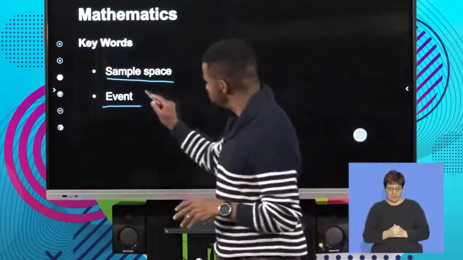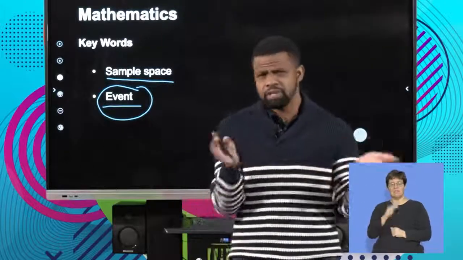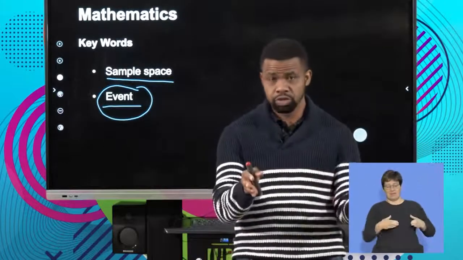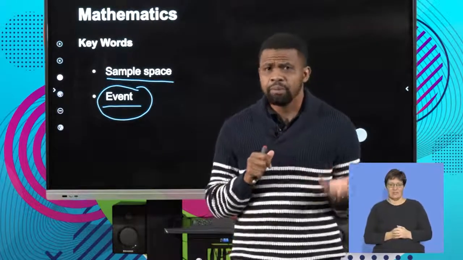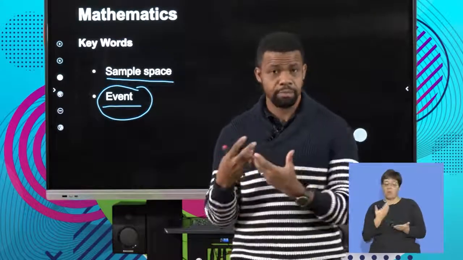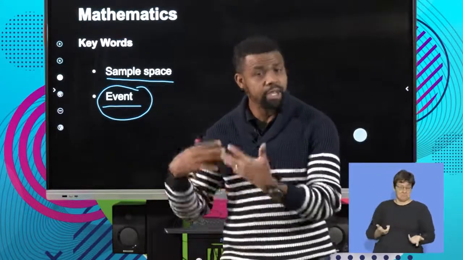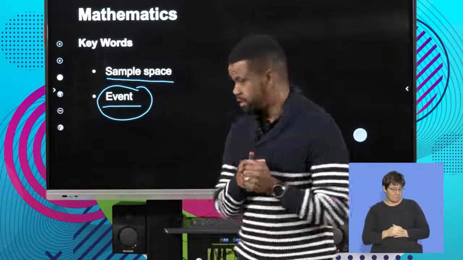Then an event. When we talk about an event, let's go back to the example of a classroom with boys and girls. The probability of choosing a girl is an event. The probability of choosing a boy is an event. Are we together? Those could be events. Fantastic.